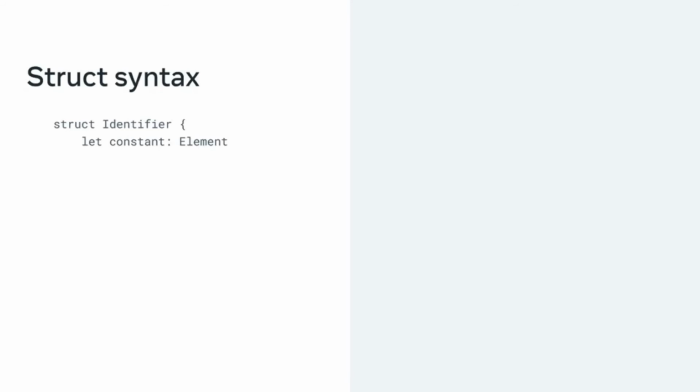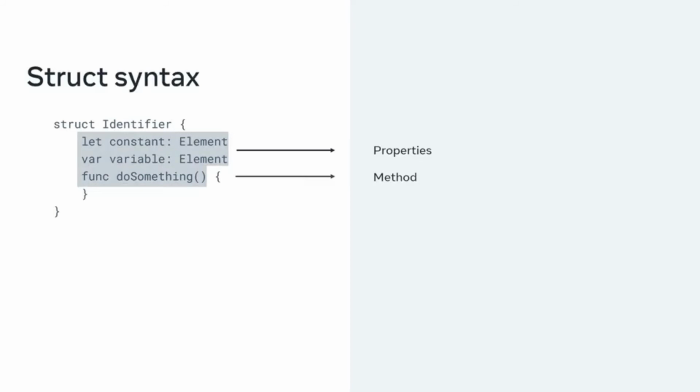To define a struct, you insert the struct keyword followed by an identifier and a pair of curly braces. Then, you specify the properties and methods that belong to the struct inside the curly braces. The code defined in the curly braces is called the struct definition. Next, let's explore an example of how to define a struct for Little Lemon's menu item repository.